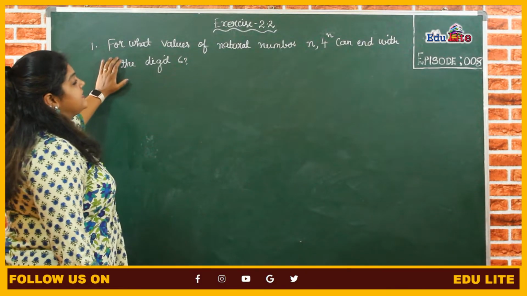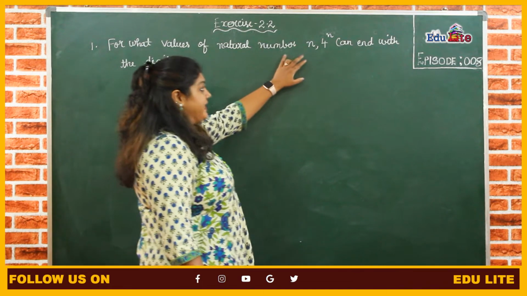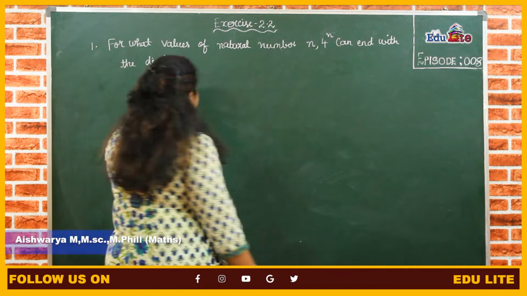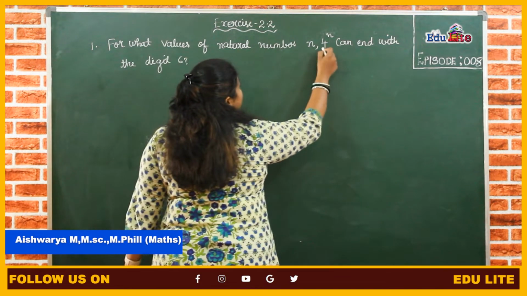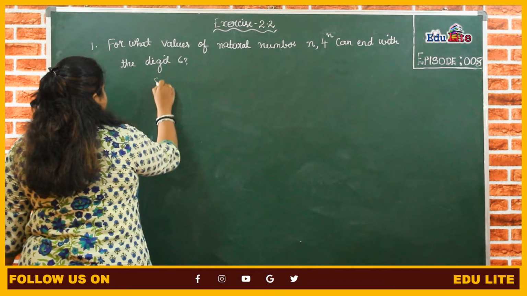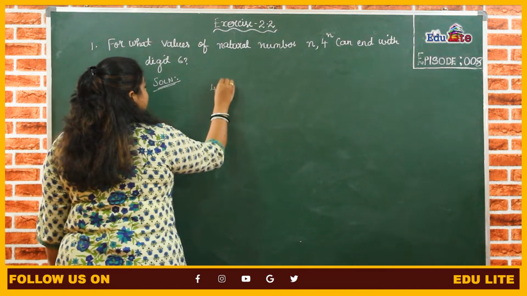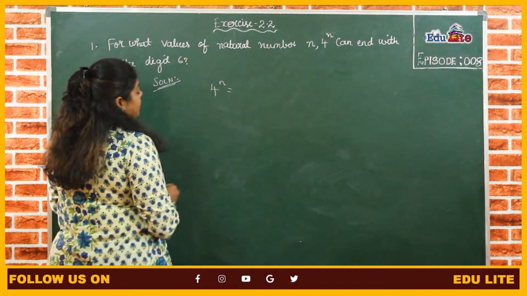The first problem in exercise 2.2 is, for what values of natural number n, can 4 power n end with the digit 6? So what we have to do is check whether, for natural number n, 4 power n can end with the digit 6 or not. Let us check. To check that, what will we do? We have to write the factors of 4 in terms of prime numbers.